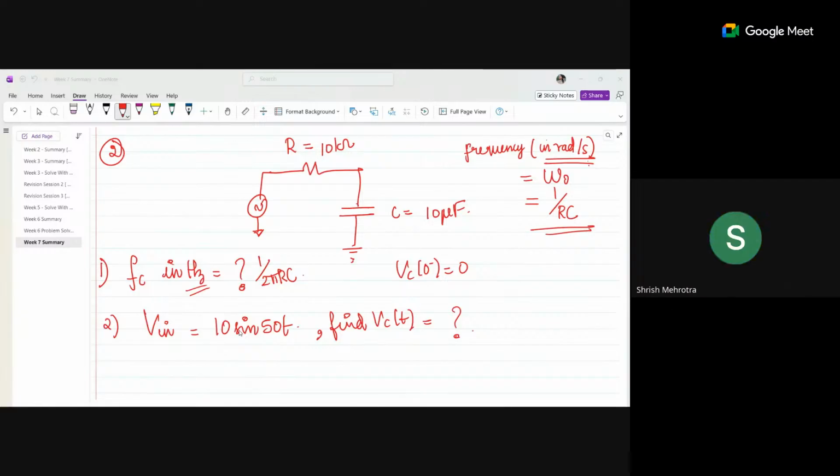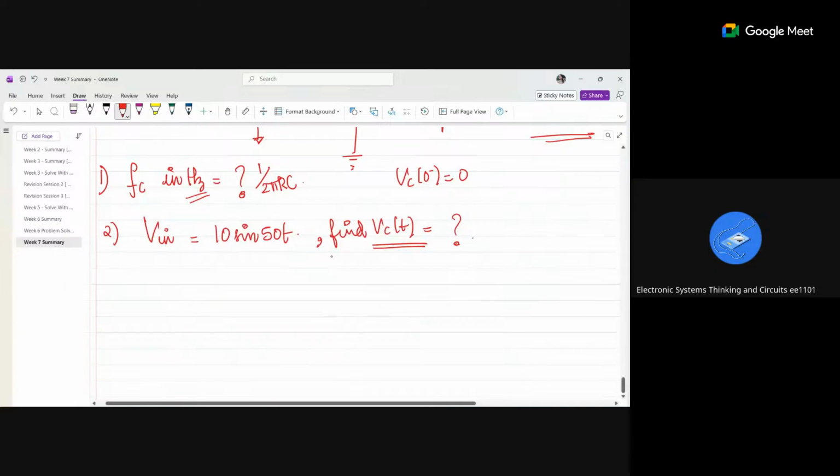Ma'am, I think the frequency in hertz will be something like 5 upon pi. Yeah, apply the value of pi and then find the answer. Okay, ma'am, one second. Here, if you find VC of t, you'll get something with a sine value, right? You can just find only the amplitude, the magnitude. So, ma'am, the frequency in hertz will be 1.592. Yes, the answer is 1.59. It's right.